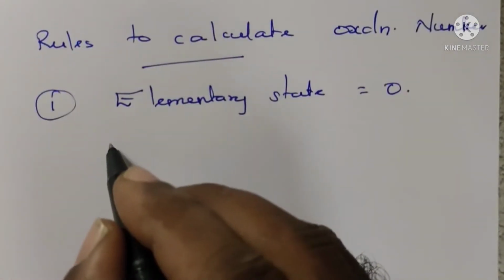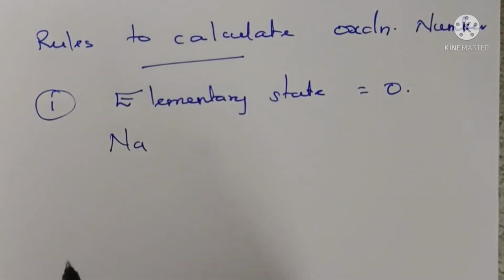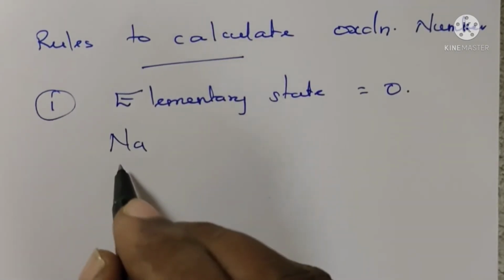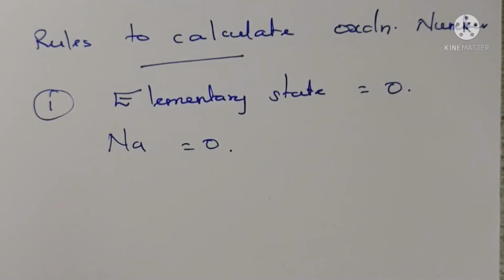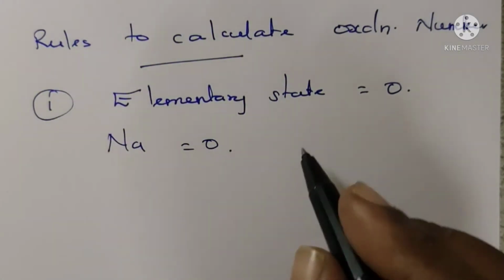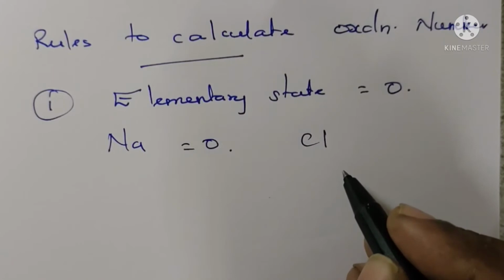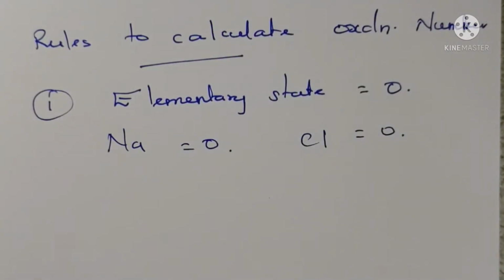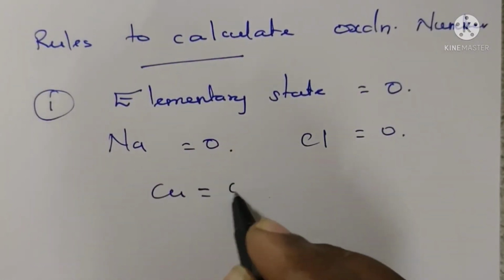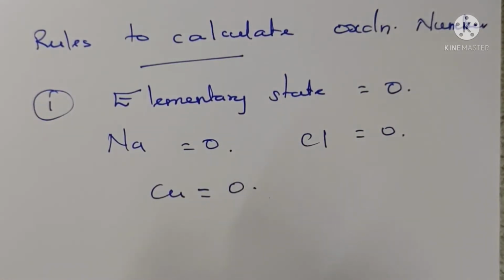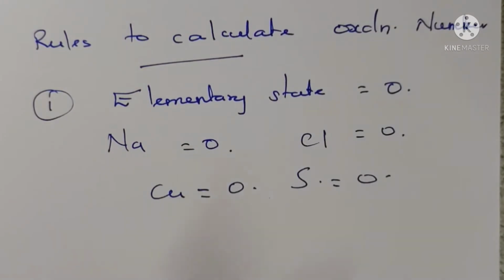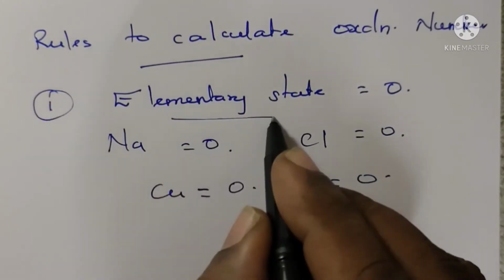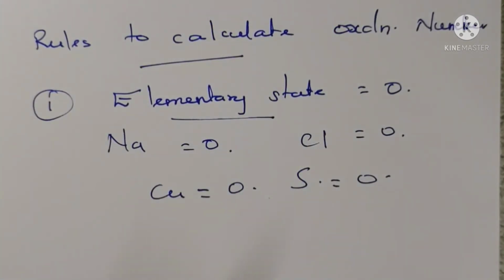For example, when sodium is as it is, like sodium metal, its oxidation state is 0. If we are taking chlorine in elementary state, its oxidation state is 0. If you are taking copper in its elementary state, its oxidation state is 0. If you are taking sulfur in its elementary state, its oxidation state is 0. So whatever the element may be, in elementary state, its oxidation number is 0.